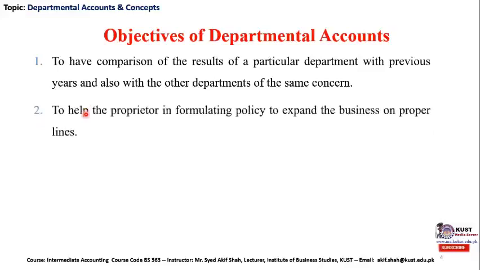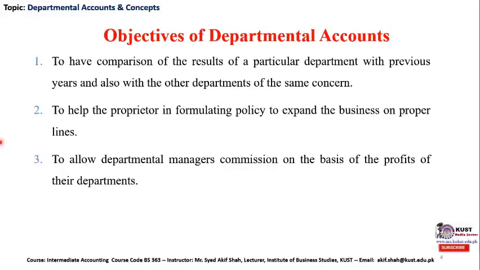The second objective is to help the proprietor in formulating the policy to expand the business on proper lines. It elaborates which department is contributing best towards the general profitability of the company. Therefore, we can easily highlight the specific department which can be beneficial to the company in general. So it may be easy for the company's proprietor to formulate the policy regarding expansion of that specific department.